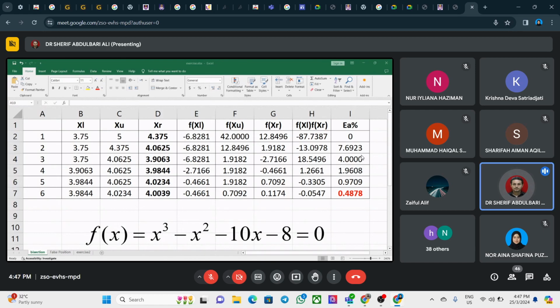Okay, so let's move to the last method for today, of the bracketing methods. The one here we call the false position methods. The false position method takes into account the magnitudes of the function at the lower and the upper bounds, the function of x lower and the function of x upper. For example, if the function of x lower is closer to the 0 than the function of x upper.